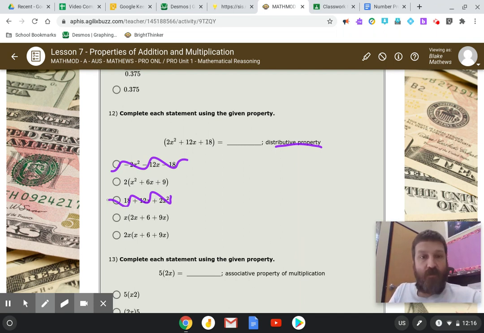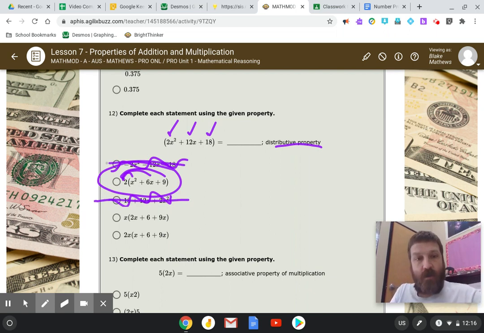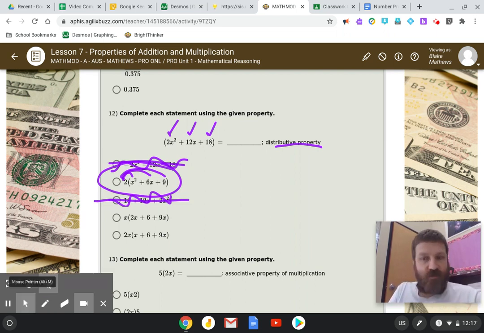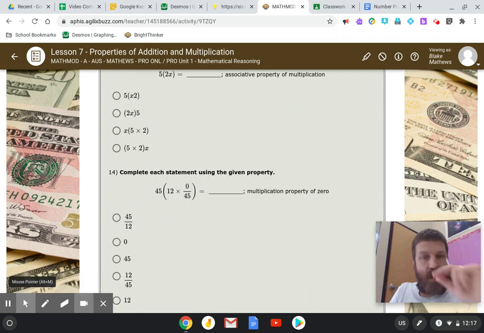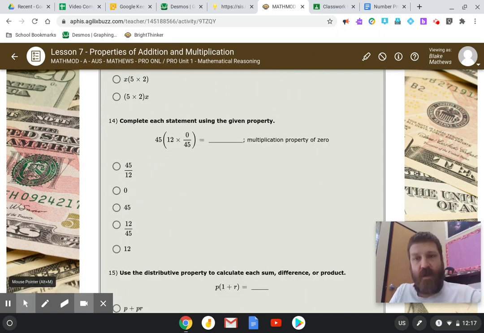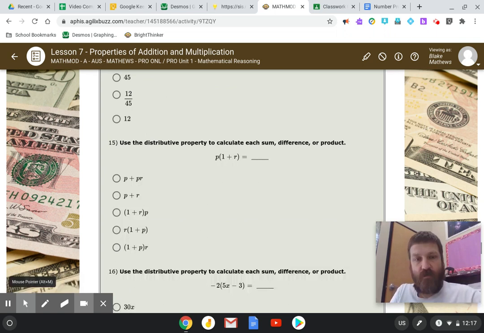After that, it's a matter of you deciding which one actually gets me the answer. So if I do 2 times x squared, I get 2x squared. If I do 2 times 6x, I get 12x. And if I do 2 times 9, I get 18. So actually, that's my answer. So once you eliminate the ones that don't even match the pattern, you need to check each of these to see if you can get the correct result. That's just one example. So all of these, you're going to be applying the property to make it fit the pattern of what that property is.